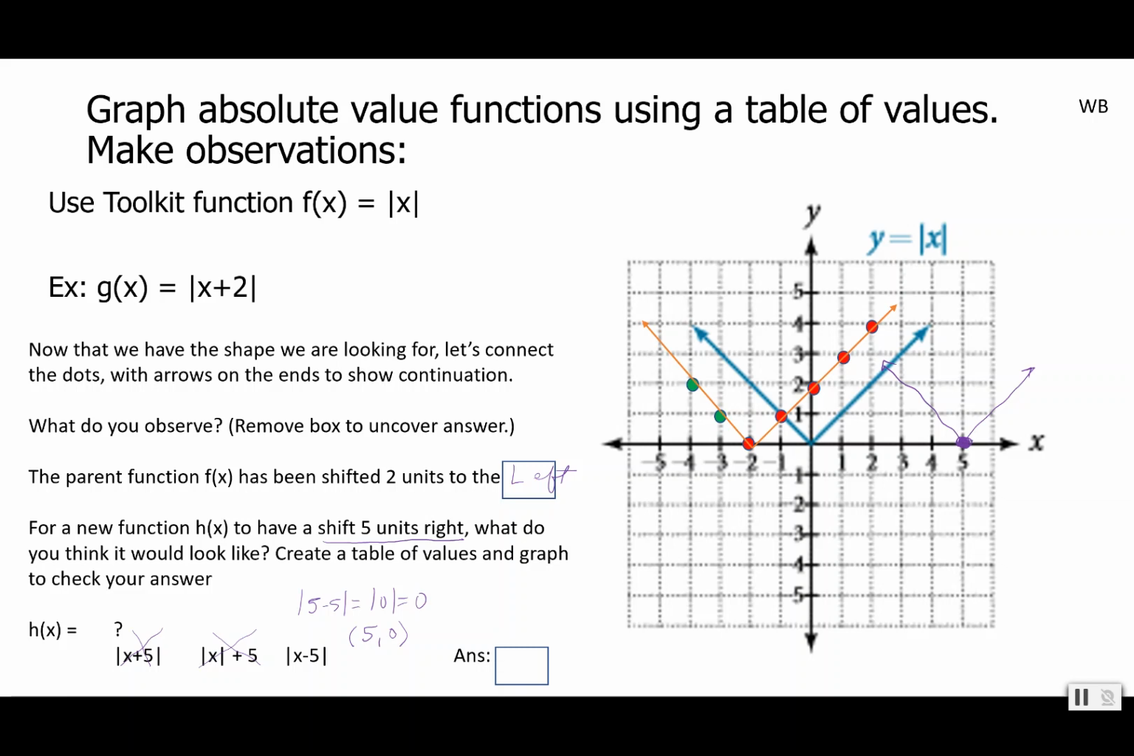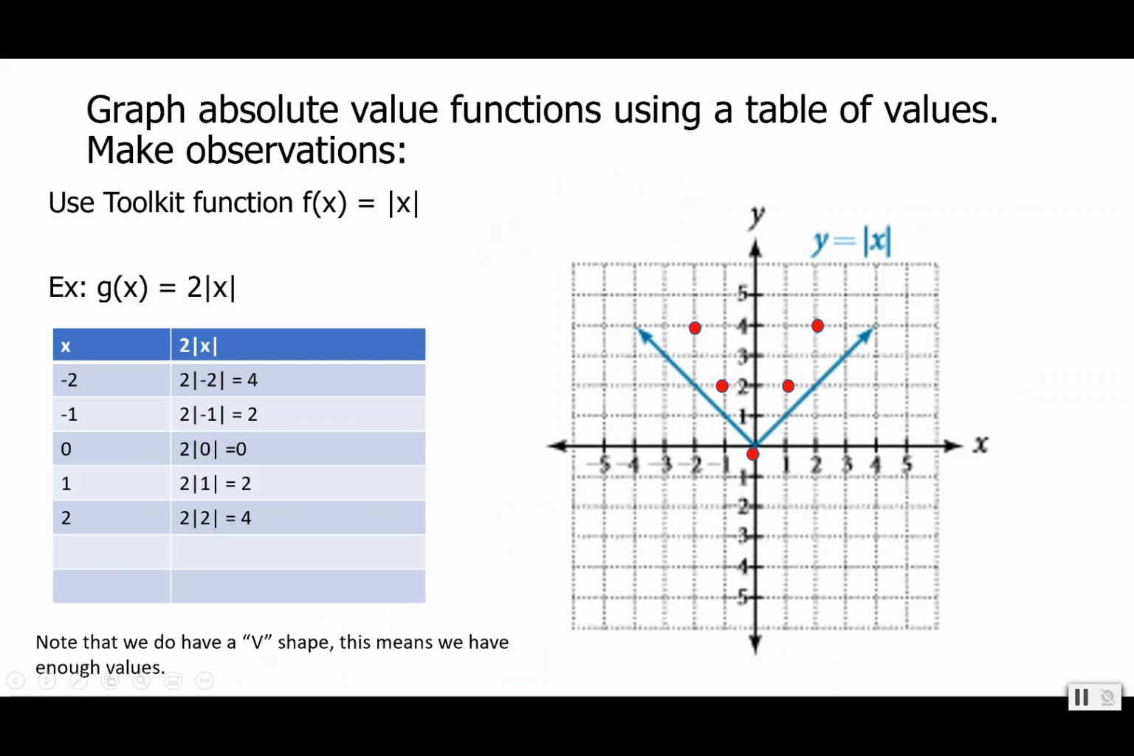So our next step is that when we have some function g of x is equal to the absolute value of x plus c, we're going to move c units to the left, and if it says minus c, we're going to move c units to the right. Okay.